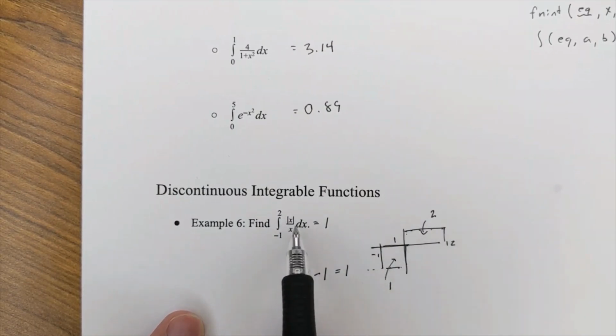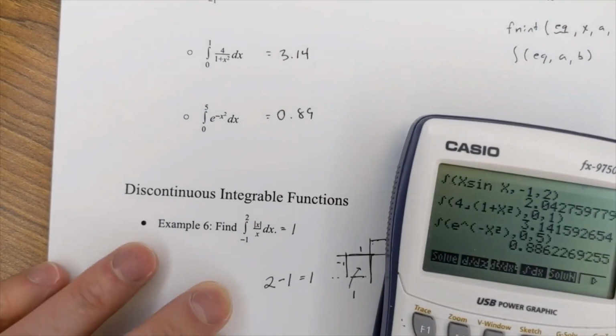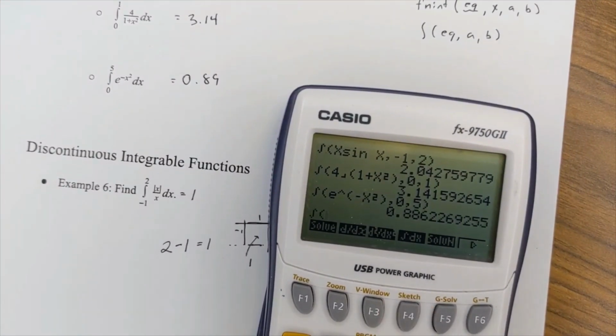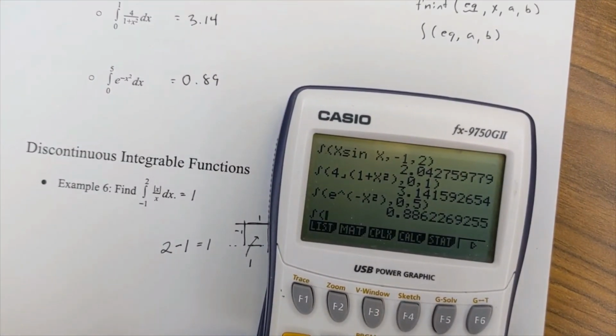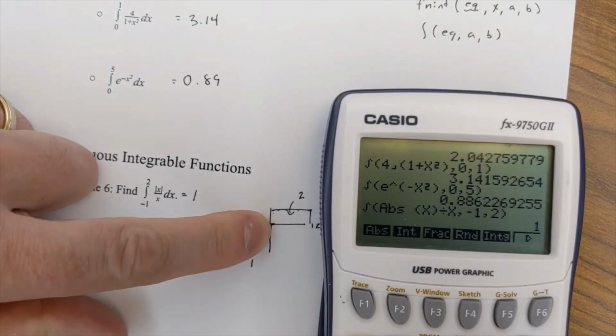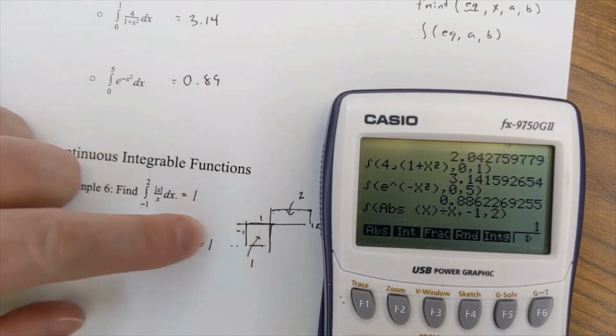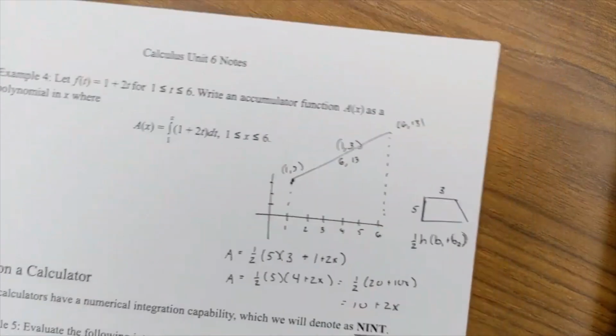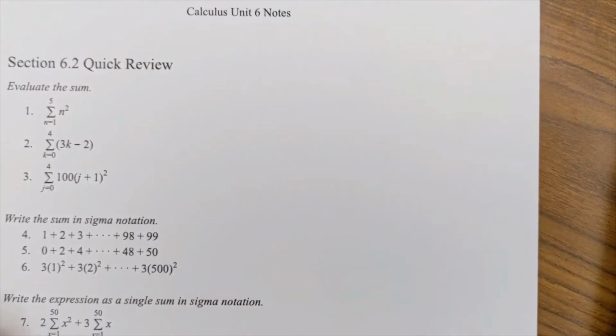Now we'll see what happens if we try to do this on the calculator. Option, absolute value of x divided by x, from -1 to 2. It did work this time. Some calculators won't calculate that because of this discontinuity. It'll give you an error. If that happens, you may need to actually look at the physical graph of your function, which does bring us to the end of the section.